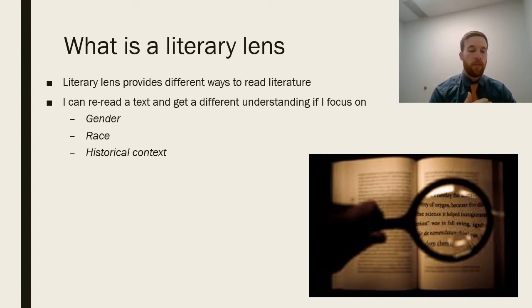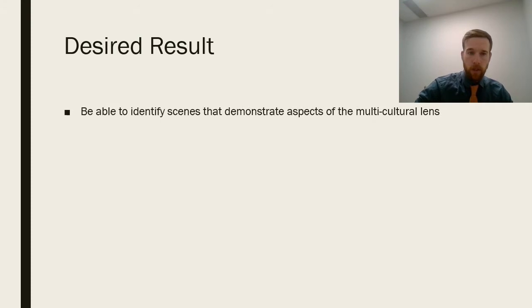So if I go back and reread a chapter thinking about gender, or race, or the historical context, I'm going to have something different that I can say about that text, or something different that I pick up on and understand. That's what I mean when we're going to be reading with a lens.